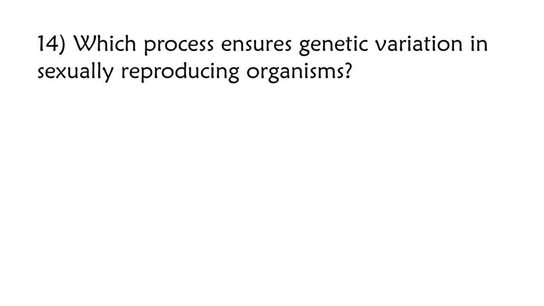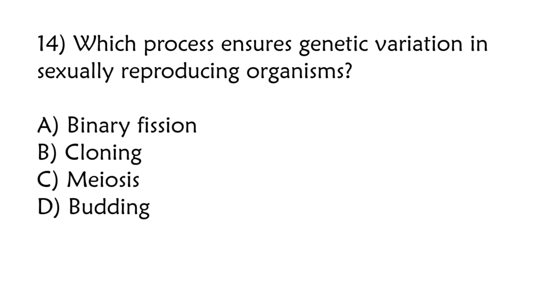Which process ensures genetic variation in sexually reproducing organisms? Binary fission, cloning, meiosis, budding. Correct answer is option C, meiosis.